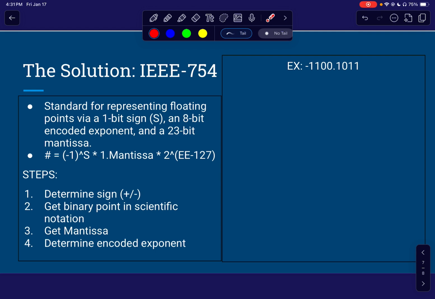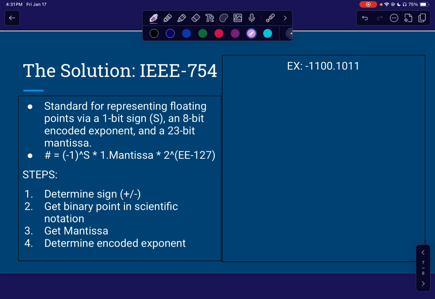We're going to assume that that 1 is always there, and then we're only going to use the mantissa in our representation, times 2 raised to the encoded exponent minus 127. So what are the steps to getting this IEEE format once we have our binary point representation? The steps are going to be, we're going to look at it. We're going to say, okay, is this positive or negative? Then we're going to get it into scientific notation. Then we're going to get the mantissa, and then we're going to do the encoded exponent.